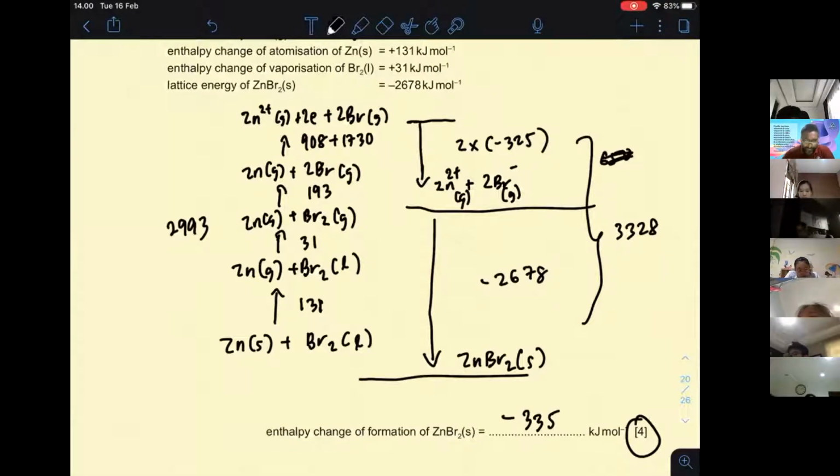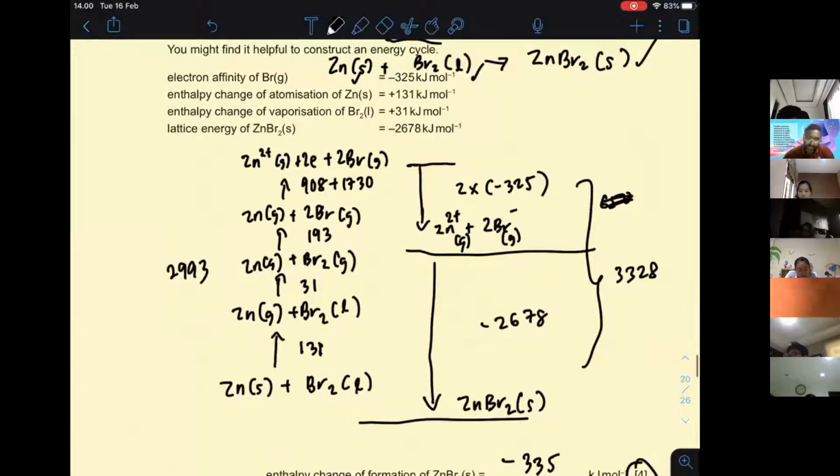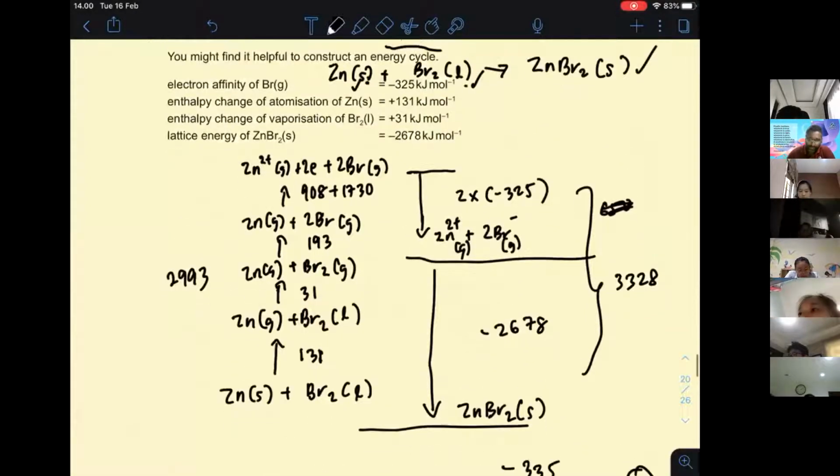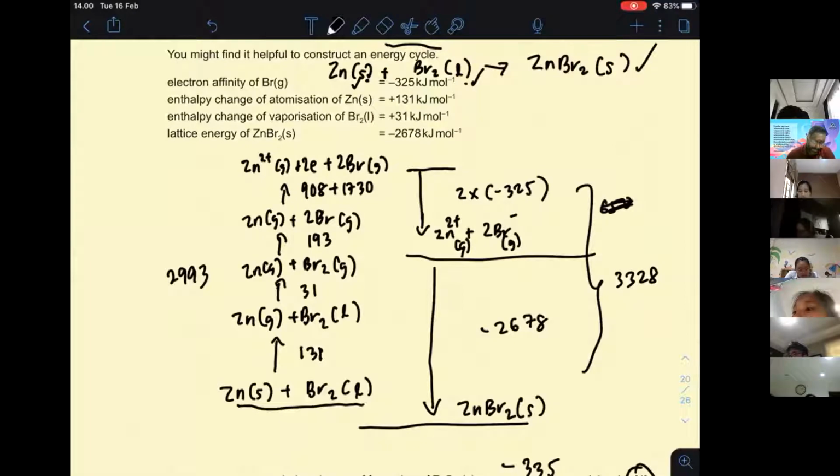So how do I show the working? I start from here, zinc in solid form and then Br2 in liquid form. First I change zinc into gas. That is going to be enthalpy change of atomization, which is 131. I put 131. Then after that, I need to change the Br2 liquid to gas. This one is going to be vaporization. So you just put 31. So it changed into gas.